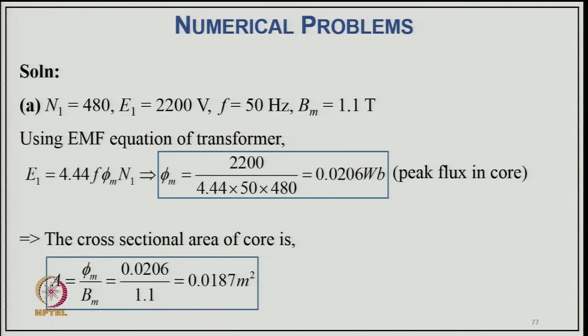Using the EMF equation of transformer, E1 equal to 4.44 f phi m N1. So, phi m comes from putting the values: 2200 divided by 4.44 into 50 into 480, that comes to 0.0206 Weber, that is the peak value of flux in the core. And now, the core cross sectional area we can find out equal to phi m upon Bm. So, that is 0.0206 divided by 1.1, and that becomes 0.0187 meter square.